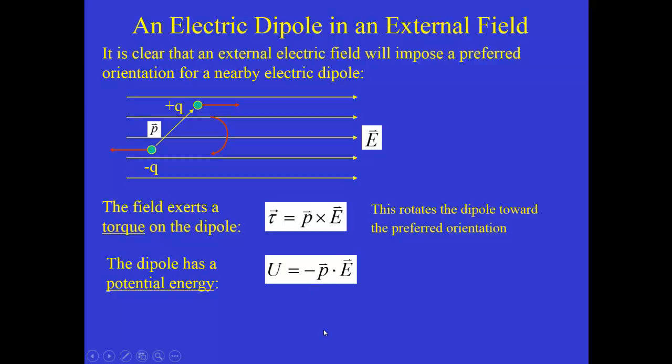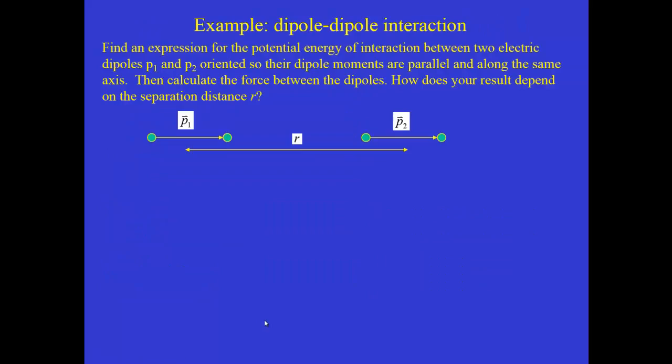The minus sign is important because when P is parallel to E, the dot product is positive. But we know that that is the preferred orientation, so the potential energy there should be a minimum. So that sign guarantees that when P is parallel to E, we get a negative U, which means a low potential energy. If P is opposite to E, the dot product is negative, which means the potential energy is positive. So there's a high potential energy if they're oriented anti-parallel. And if P is perpendicular to E, the dot product gives 0, and that would be halfway in between those two extremes.